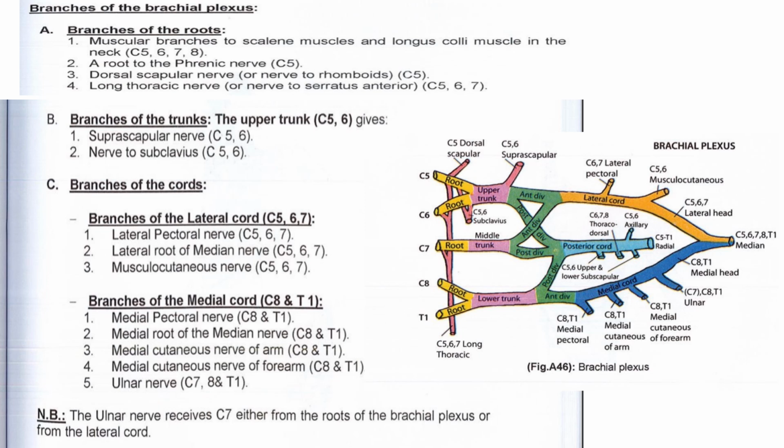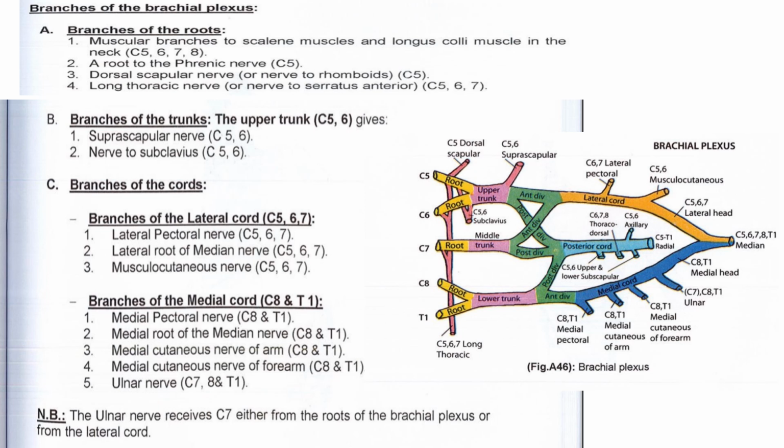So again C5, and now we have C5, 6, 7. These roots give supply to the long thoracic nerve, which is a very important nerve, usually asked in exams linked to the winged scapula: which nerve injury causes the winged scapula? That is the long thoracic nerve, or nerve to serratus anterior, because it supplies the serratus anterior muscle. All right.